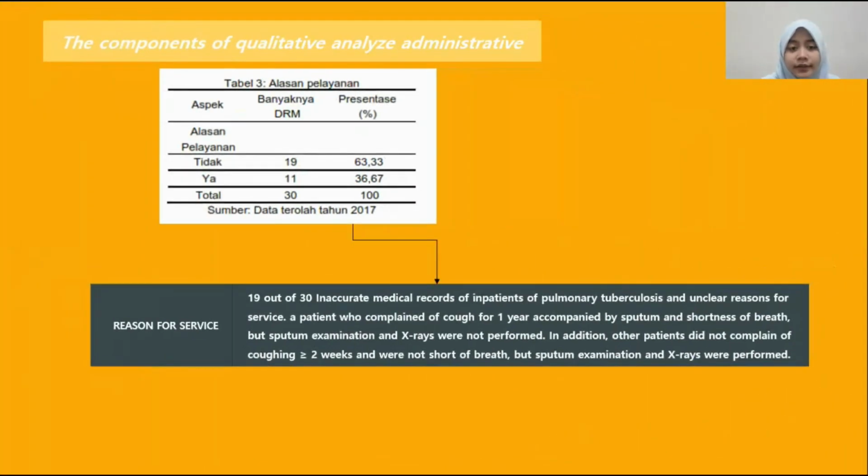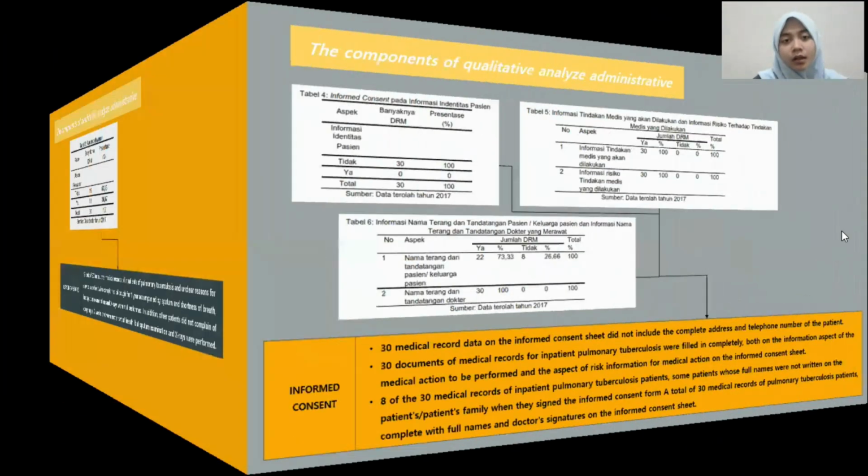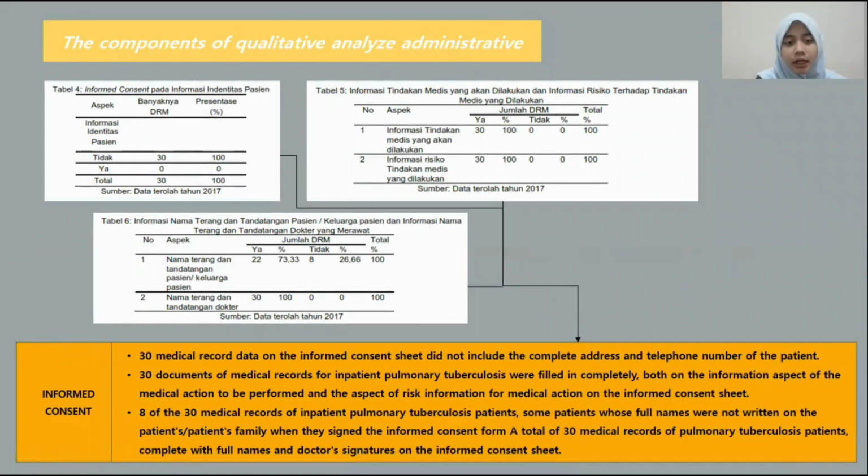3. About the reason for service. 19 of 30 medical records of inpatients with pulmonary tuberculosis were inaccurate and had an unclear reason for service. 4. It's about the informed consent. 30 of 30 medical record data on the informed consent sheet didn't include the complete address and telephone number of the patient. 30 documents of medical records for inpatient pulmonary tuberculosis were filled in incompletely. And in 8 of the 30 medical records of inpatient pulmonary tuberculosis patients, some patients' full names were not written for the patient or the patient's family.